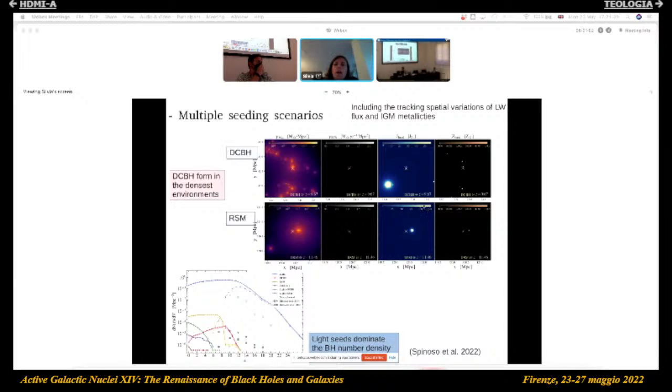This is an example of how our simulation looks in the environment of the first formed direct collapse black hole. This is a map of the dark matter mass density. This is for an environment of a runaway stellar merger. As you can see, it's a very, very different environment. We find direct collapse black holes form in the densest environments, where there are many, many galaxies in a group or cluster. We also find that light seeds, the remnants of population 3 stars, are the ones that dominate the black hole number density, but also the total mass budget.